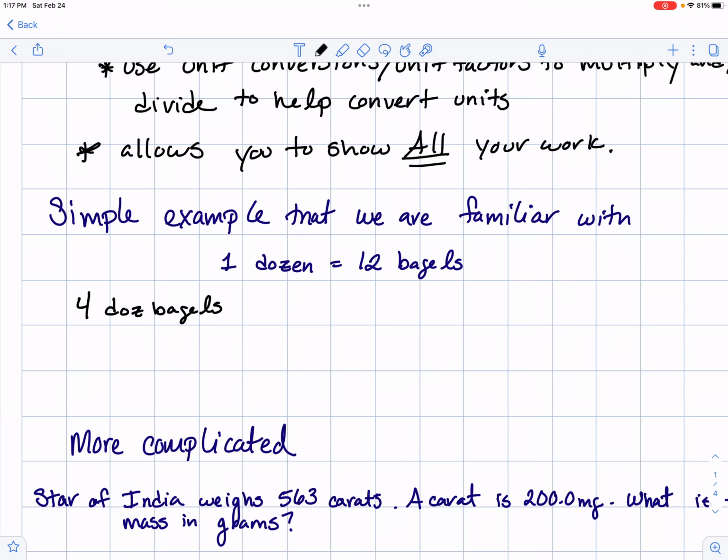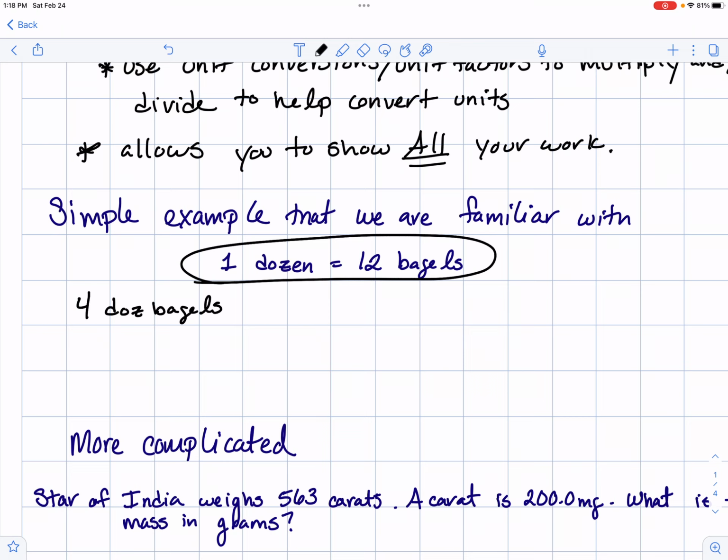Now, why do we multiply by 12 as opposed to divide by 12? It's actually because we're doing this method of dimensional analysis, but in our brains so fast that we're not even realizing that we're doing it. What's actually happening is we know that 4 dozen bagels is our initial unit. And if we're using the unit conversion, 1 dozen being equal to 12 bagels, we can use that as what we call a conversion factor, or almost like a ratio.